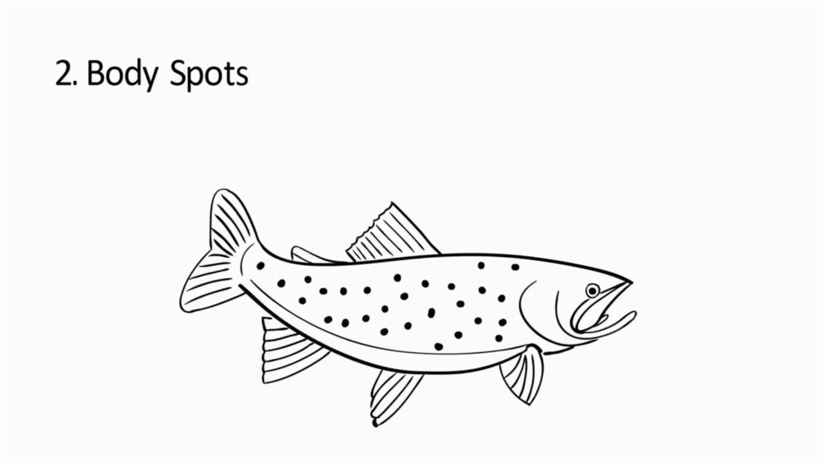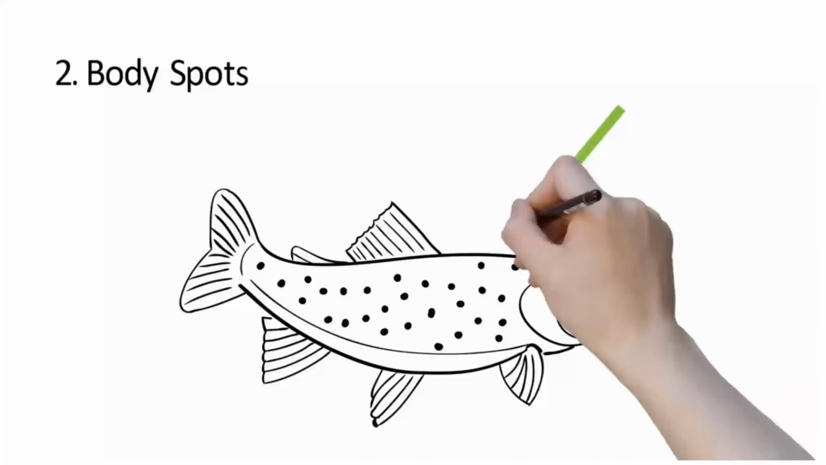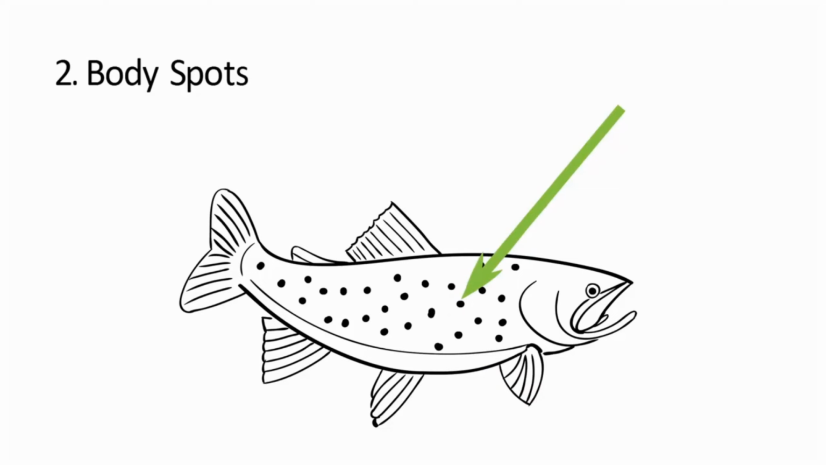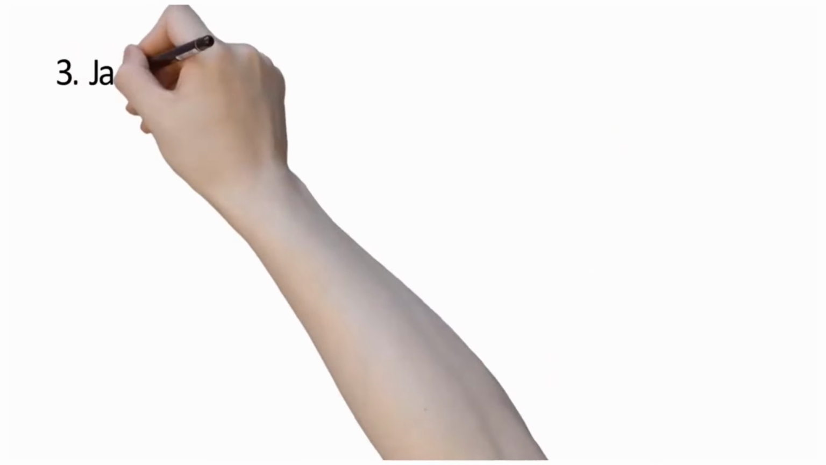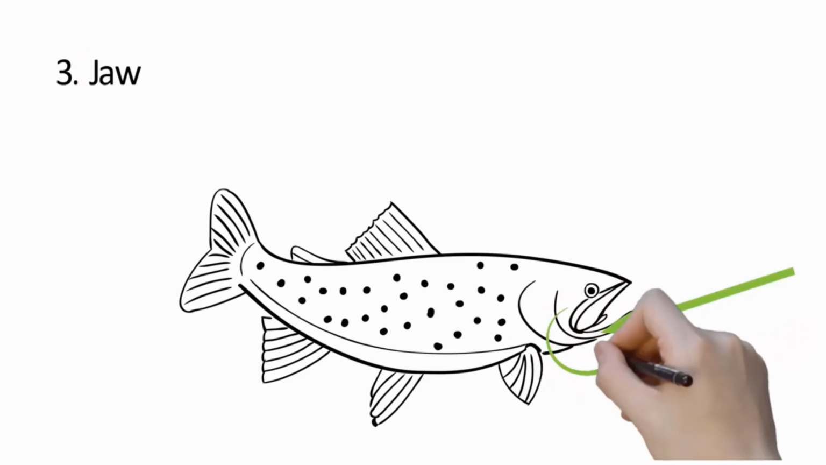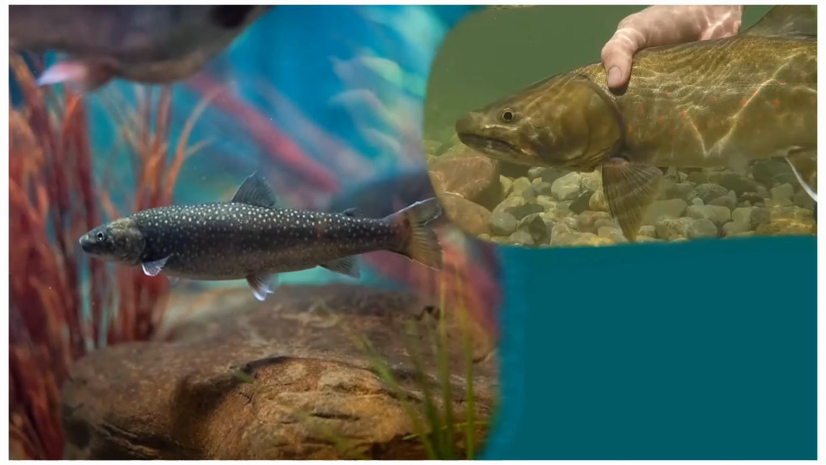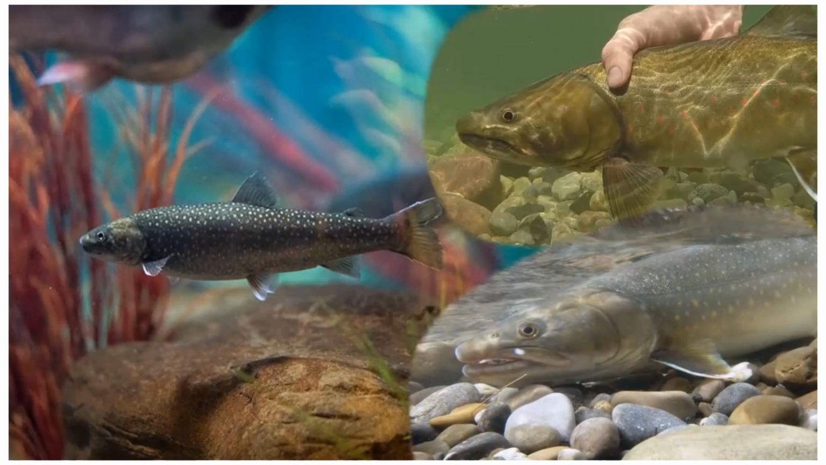Look at the size, distribution, and color of spots on the back and sides. Trout have dark spots and char have light spots. Finally, the jaw. Look at the mouth shape and any markings around the jaw. There can be a lot of variation within a species depending on the fish's diet and the time of year.